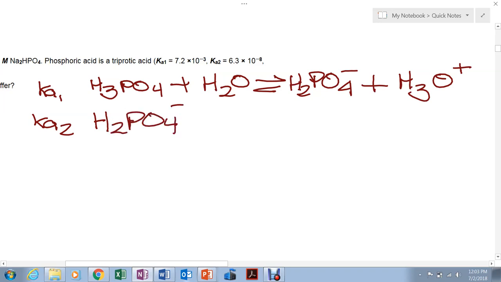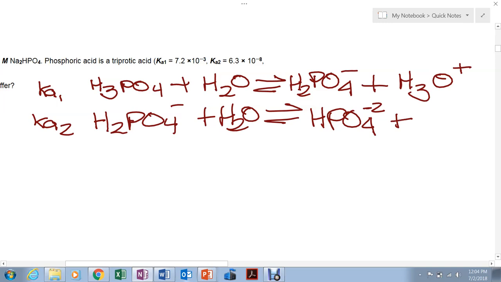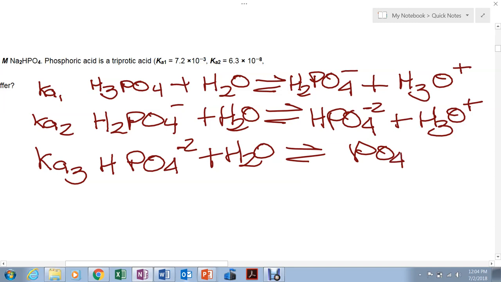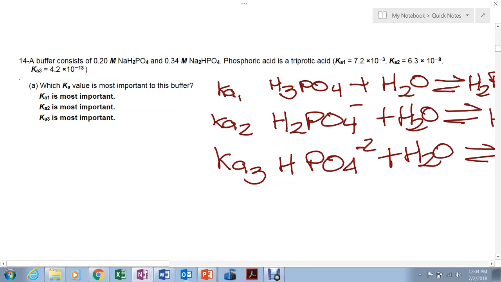Then you got Ka2, which would be the second step: the conjugate base of phosphoric acid, H2PO4 negative, and then we lose the next one, and it's going to be HPO4 negative 2 plus H3O plus. And then finally, Ka3 would be HPO4 negative 2 plus water gives me the PO4 negative 3 plus H3O plus. I know it's a pain doing all this, but we have to.